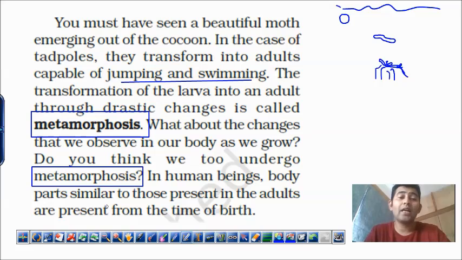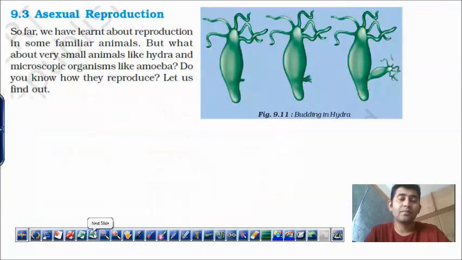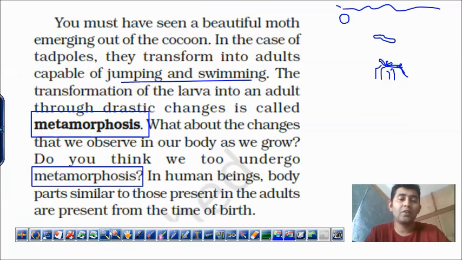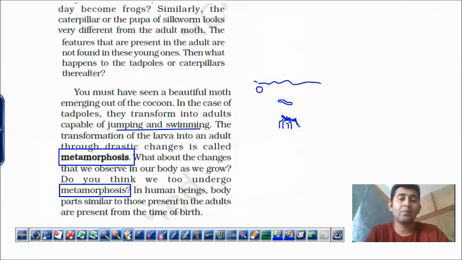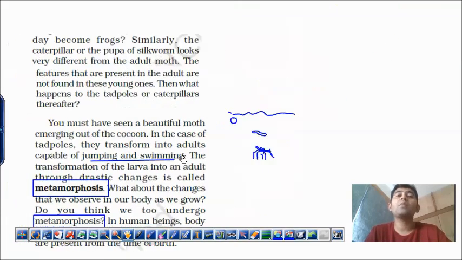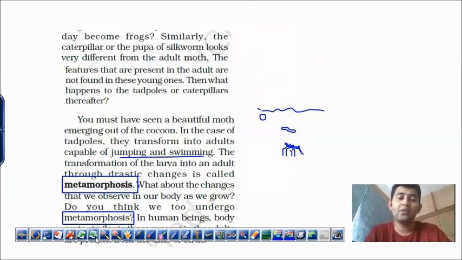Let's see what are those changes. No, it's not given in your textbook. वो 9th standard के syllabus में आएगा that human beings also go through changes, but it is not called metamorphosis.